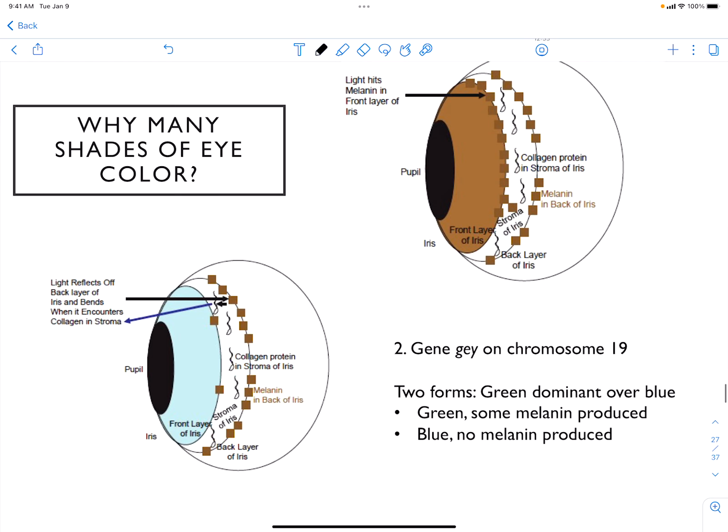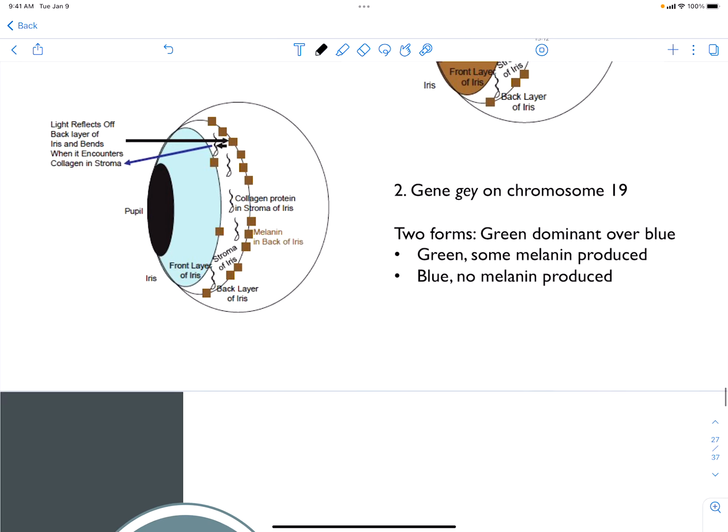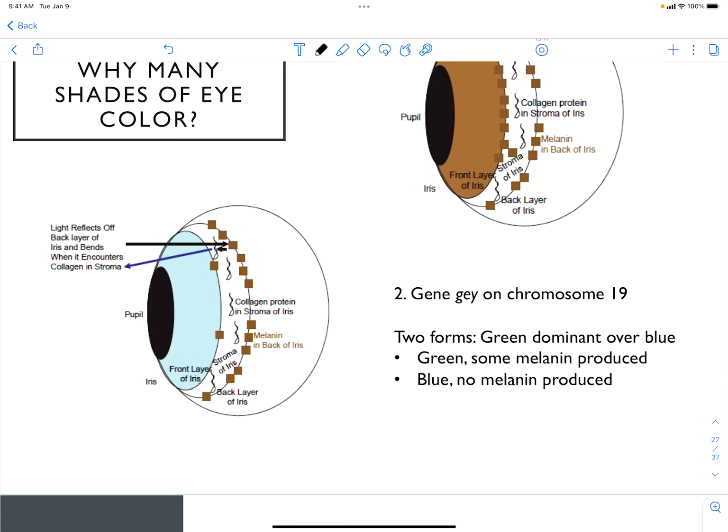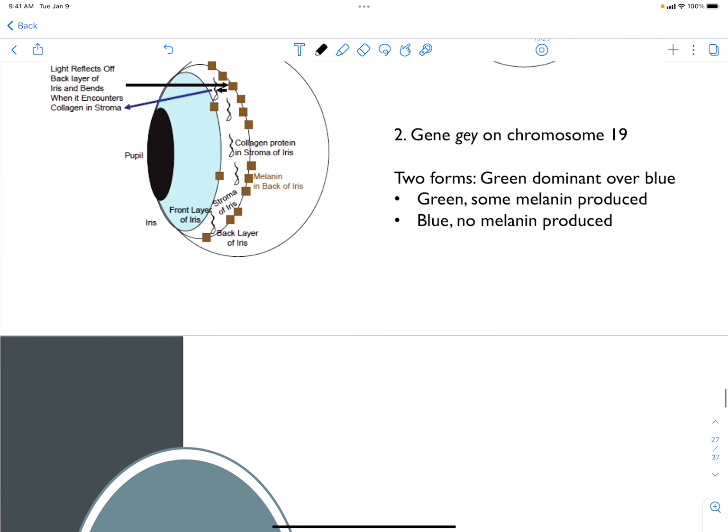Now there is a second gene. This gene is called GEY, or G-E-Y, and this is on chromosome 19. Now there are 2 forms of this gene, green and blue, and green is going to be dominant over blue. So in the case of a green GEY gene, you have some melanin produced, and with a blue GEY gene, you have no melanin produced. And so the influence of both the GEY gene as well as the OCA2 gene is going to influence the different variation in colors of eyes that people have.